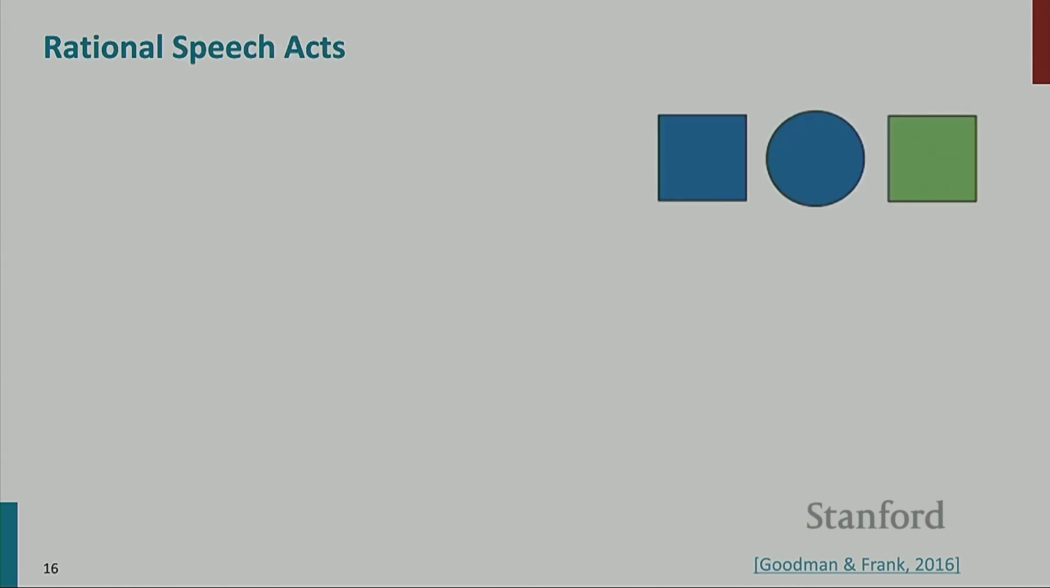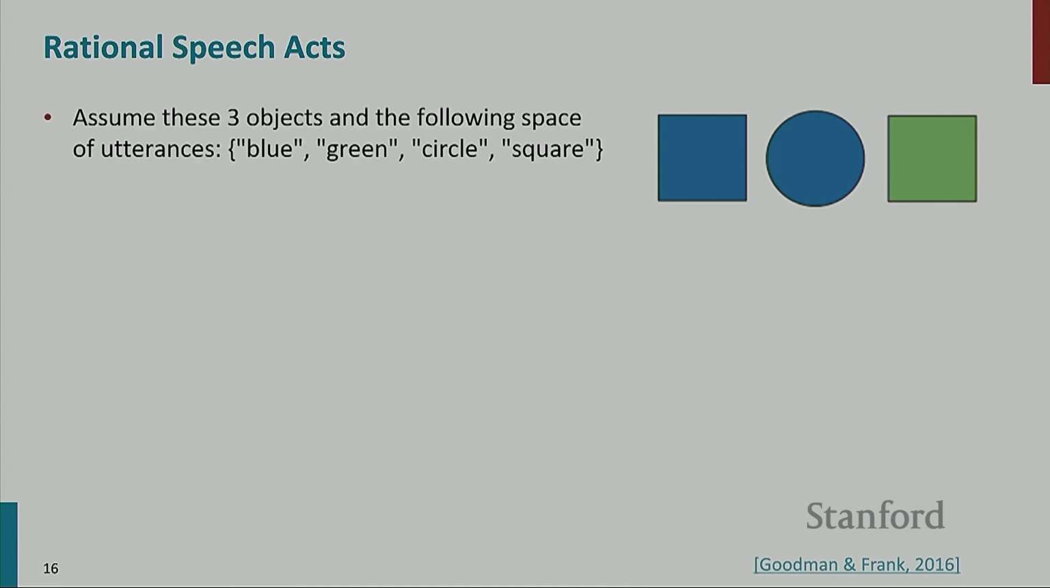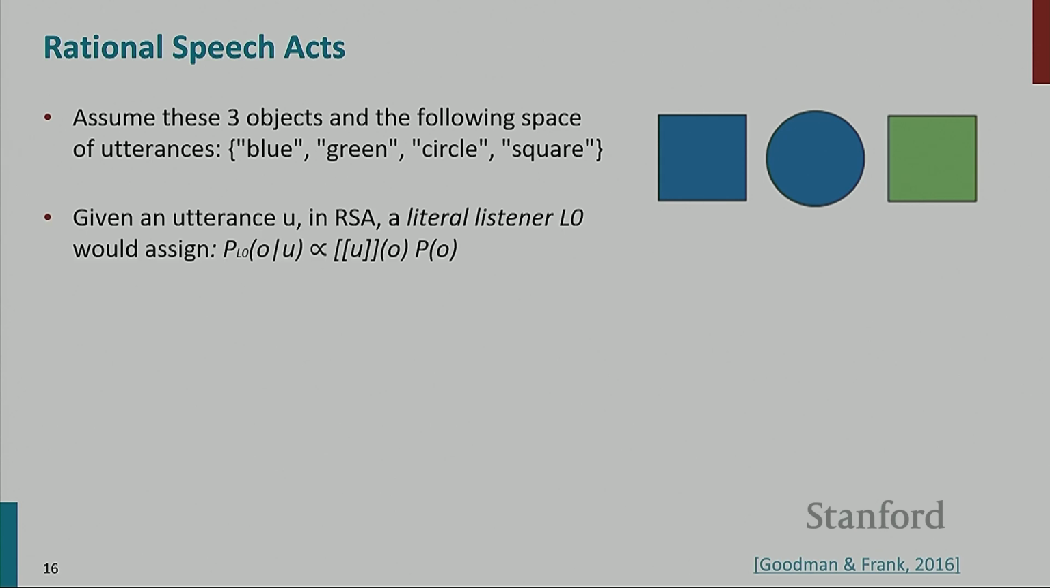So RSA is a very simple Bayesian model of exactly this process. Just to work through an example, let's say that we have these three objects: a blue square, a circle, which is also blue, and then a green square. And we have these four utterances that we can use, a very small vocabulary: blue, green, circle, and square.